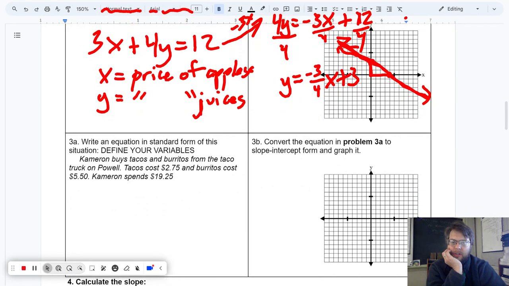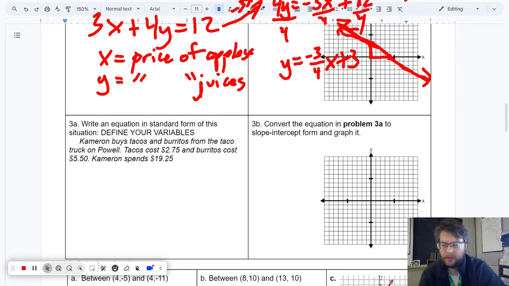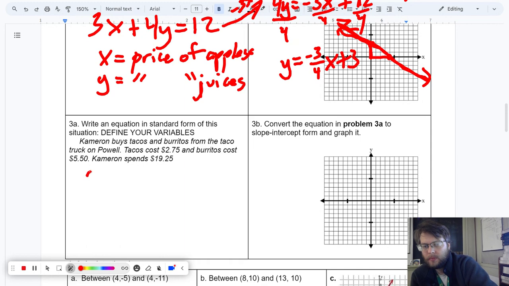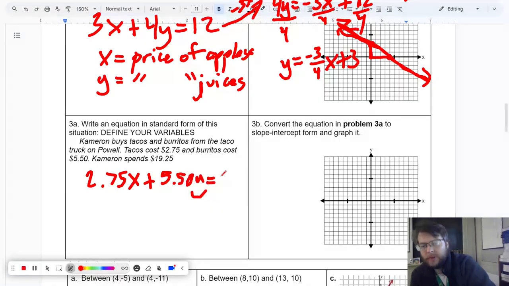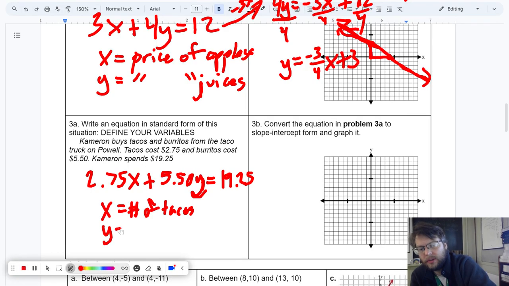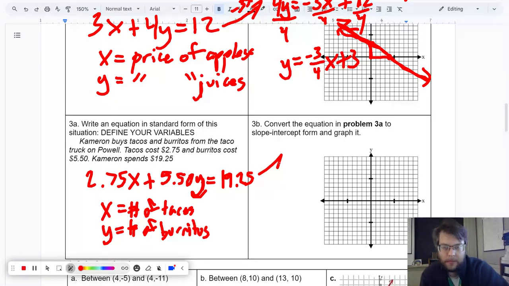Okay, question 3 is virtually identical, so let's just go through it just a tiny bit quicker. 275x, because those are the cost of tacos. 550y, those are the cost of burritos, equals 1925. I'll just mention that here I know the cost, so I don't know the number. X is the number of tacos in the way I wrote the equation. Y is the number of burritos. Convert it to slope-intercept form, practically the same thing.